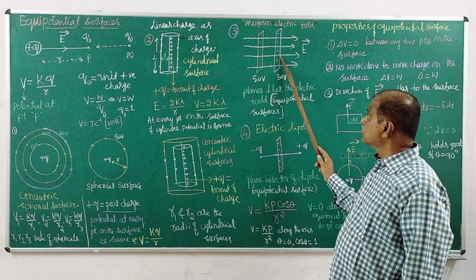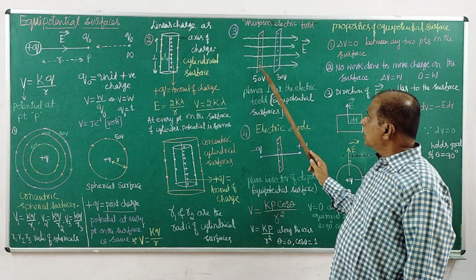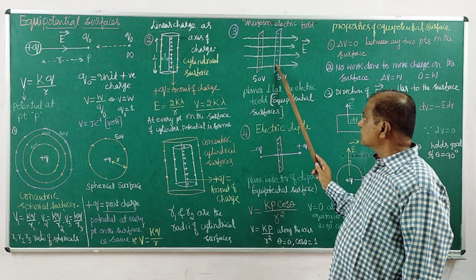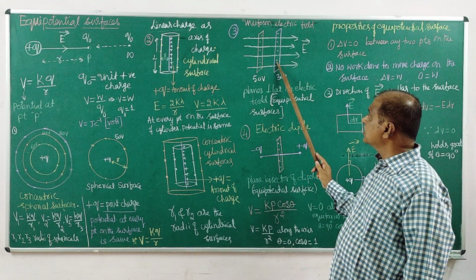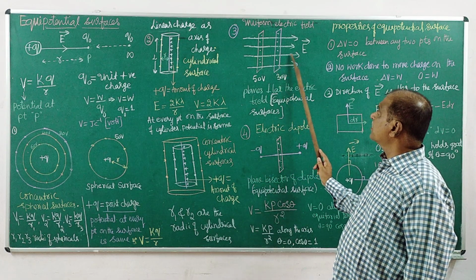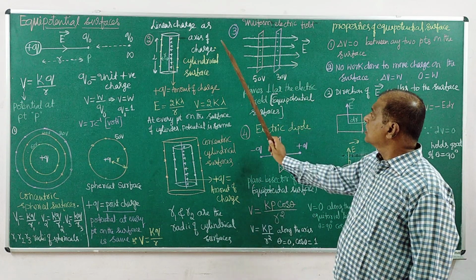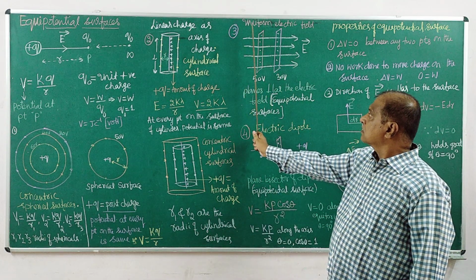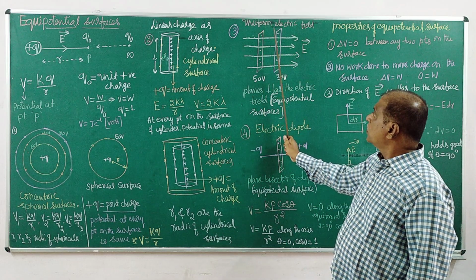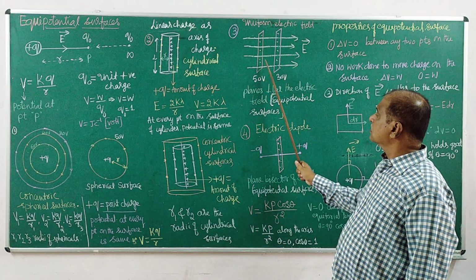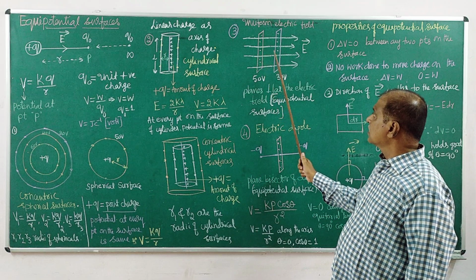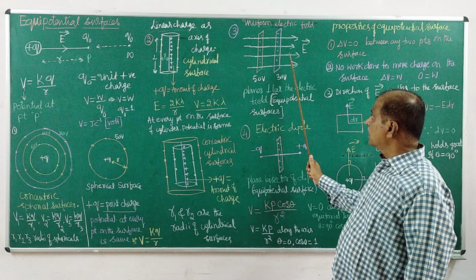This is also an equipotential surface. Of course, the potential decreases from here to here, because potential decreases in the direction of the electric field. The electric field is directed away, so in that direction the potential decreases. Therefore, these are equipotential surfaces, equipotential surfaces, equipotential surface.